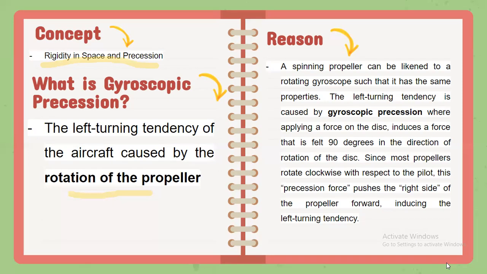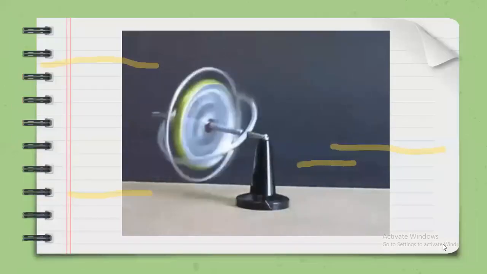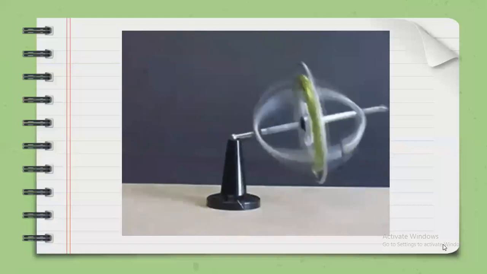Now, the left turning tendency is caused by that gyroscopic precession, which is when you apply a force to the disc, it induces a force that is felt 90 degrees in the direction of the rotation of the disc. So since most propellers rotate clockwise with respect to the pilot, this precession force pushes the right side of the propeller forward, inducing that left turning tendency. So next slide, please. So here we can see a gyroscope and its precession.